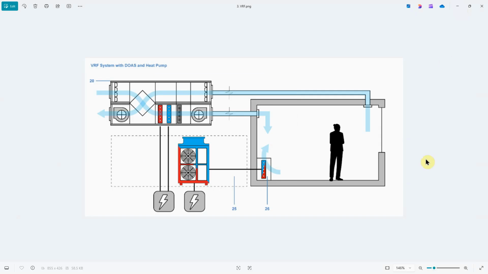So these systems are very similar. They just have very practical differences that make them better or worse for a specific project. For us, it doesn't matter. It just matters that we have heating and cooling, fresh air with energy recovery ventilation, and distribution. Okay, that's all we need.